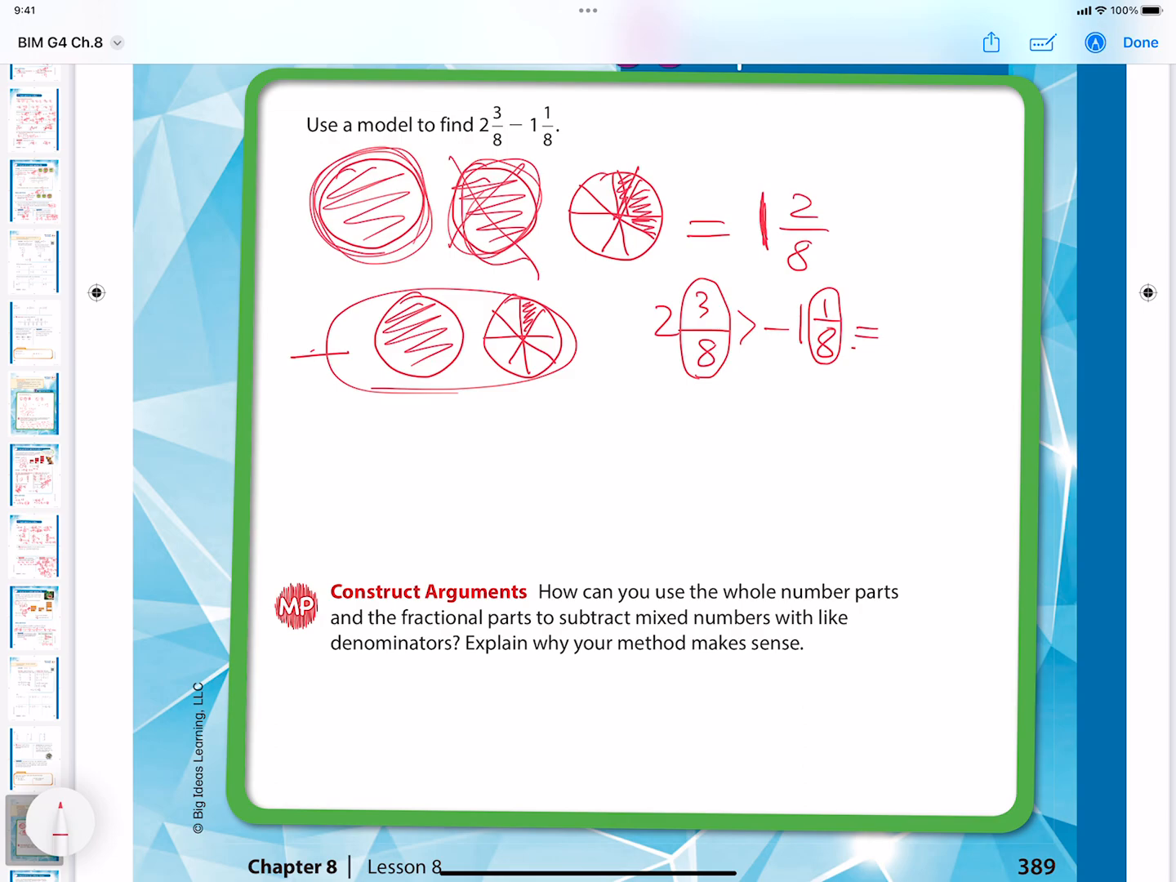So I'm going to just go ahead and do this. 3 minus 1 over 8 and 2 minus 1, which means what? 1 and 2 over 8. Okay, that's how you do it with numbers only. We are going to practice more.